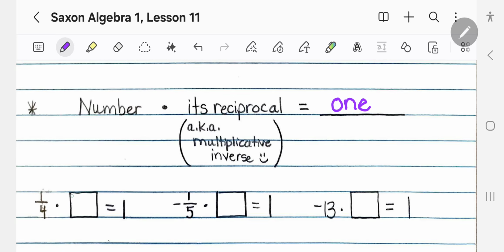So let's look at this again. Last little bit. 1/4 times 4 over 1, but we don't really need the over 1. So 1/4 and 4 are reciprocals. And when you multiply them, you get 1. -1/5, it would be -5. When you multiply those two, you get 1. So they are multiplicative inverses of each other. Here, I need that 13 to cancel out. So I just flip it over, put the 1 on top, -1/13. And when you multiply that, you get a 1.